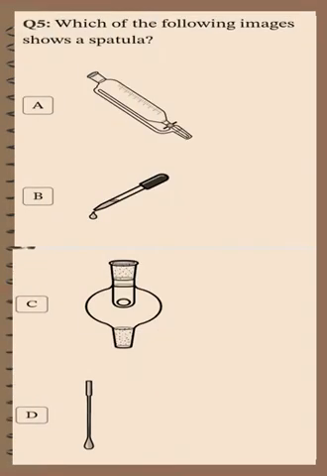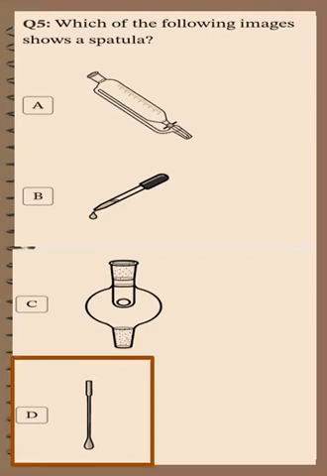Question number 5, which of the following images shows a spatula? Spatula, we said before, is something that we use to carry a small amount of solid, to put a small amount of something on the balance or on a slide to measure its size. It's like a spoon in shape. It's number D.